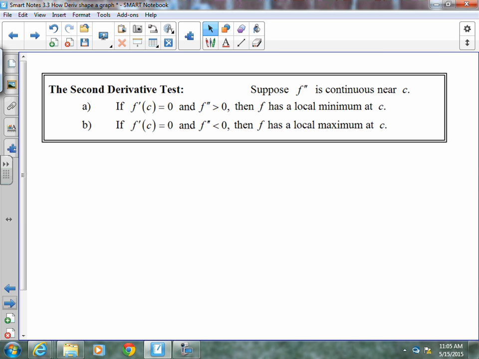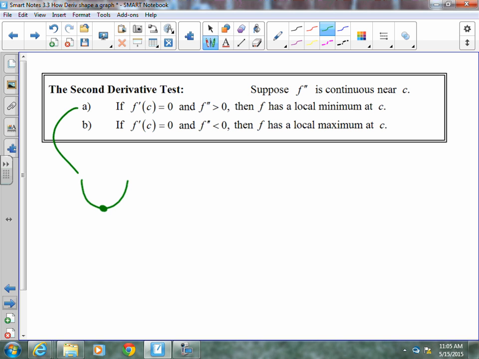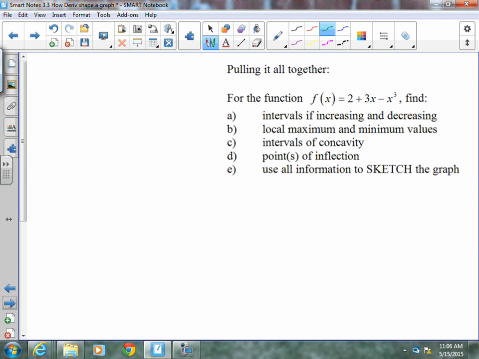Finally, the second derivative test. This is a kind of important one. If f prime of c equals 0, and the second derivative is greater than 0, then it has a local min. Because if it has a slope of 0, but it's concave up, it's going to look like this. And that's going to be a local min. If it has a slope of 0, but it's concave down, it's going to be that point, which makes it a local max.